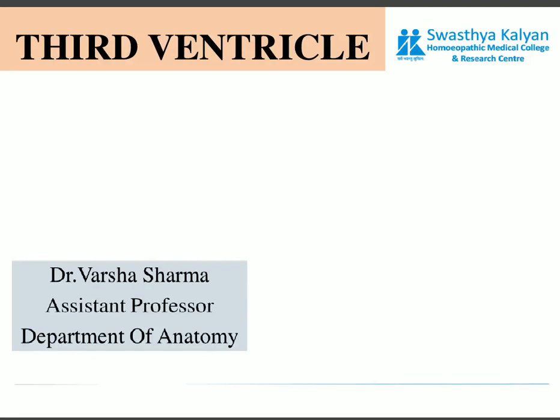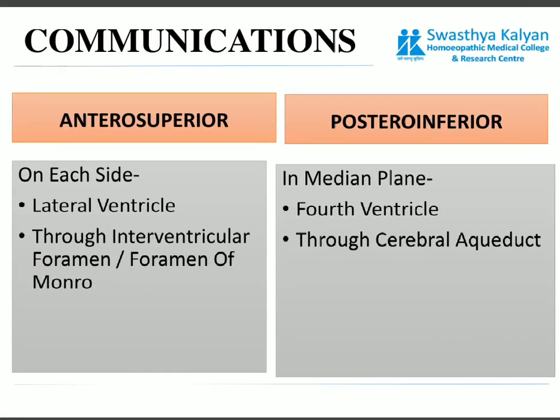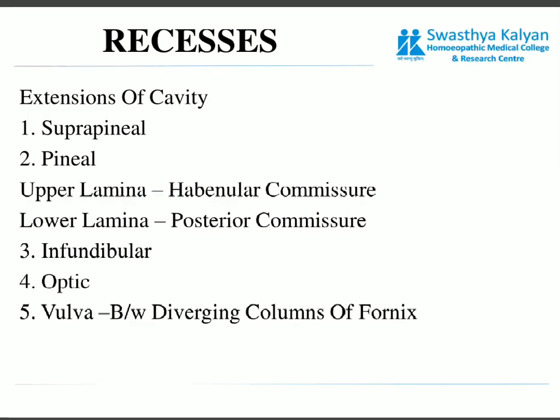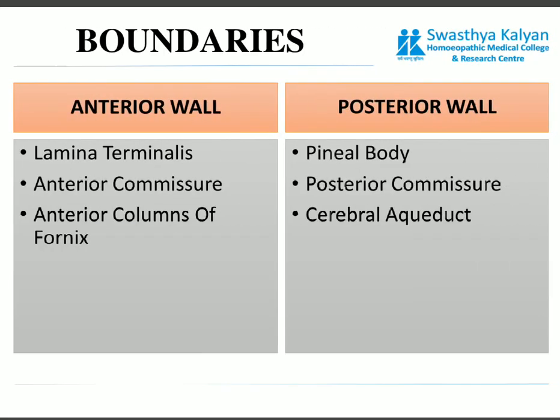Today we will talk about the remaining portion of the anatomy of the third ventricle. In the previous lecture, we had seen what exactly is the third ventricle, what part of the brain it belongs to. We had seen what other cavities or structures it is communicated with. We had also seen the various types of recesses formed due to extension of this cavity, and we had talked about its anterior as well as posterior wall.